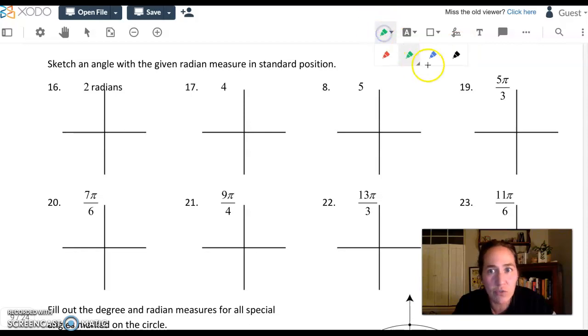In standard position, we know an angle has 2 sides, an initial side that's going to be along the positive x-axis, and a terminal side. And you guys are lucky. I'm not going to be too picky about how this angle looks, but I am going to be picky that it falls in the correct quadrant.